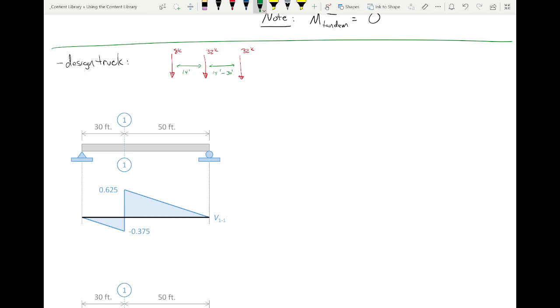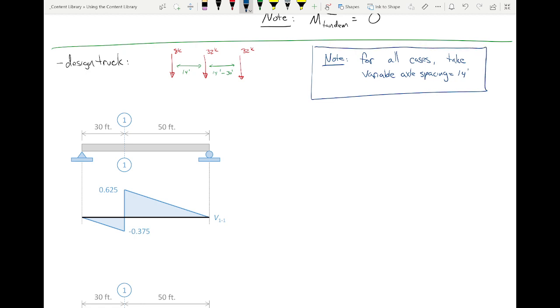But as you're going to see here in a little bit, it's going to make sense for every single case that we utilize here to keep that at 14 feet, okay? So I'm going to put a little note here off to the side and say, note, for all cases, take variable axle spacing equal to 14 feet. Okay. All right.